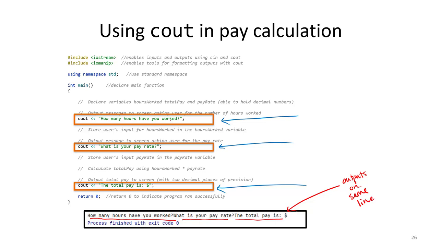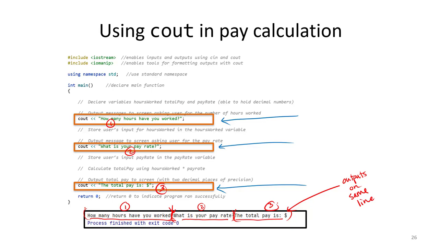Notice we have "how many hours have you worked," so our first cout is here. Then the second one, "what is your pay rate?", is immediately outputted right next to the previous text on the same line. And finally, the total pay outputs are all on the same line. That's not very readable.